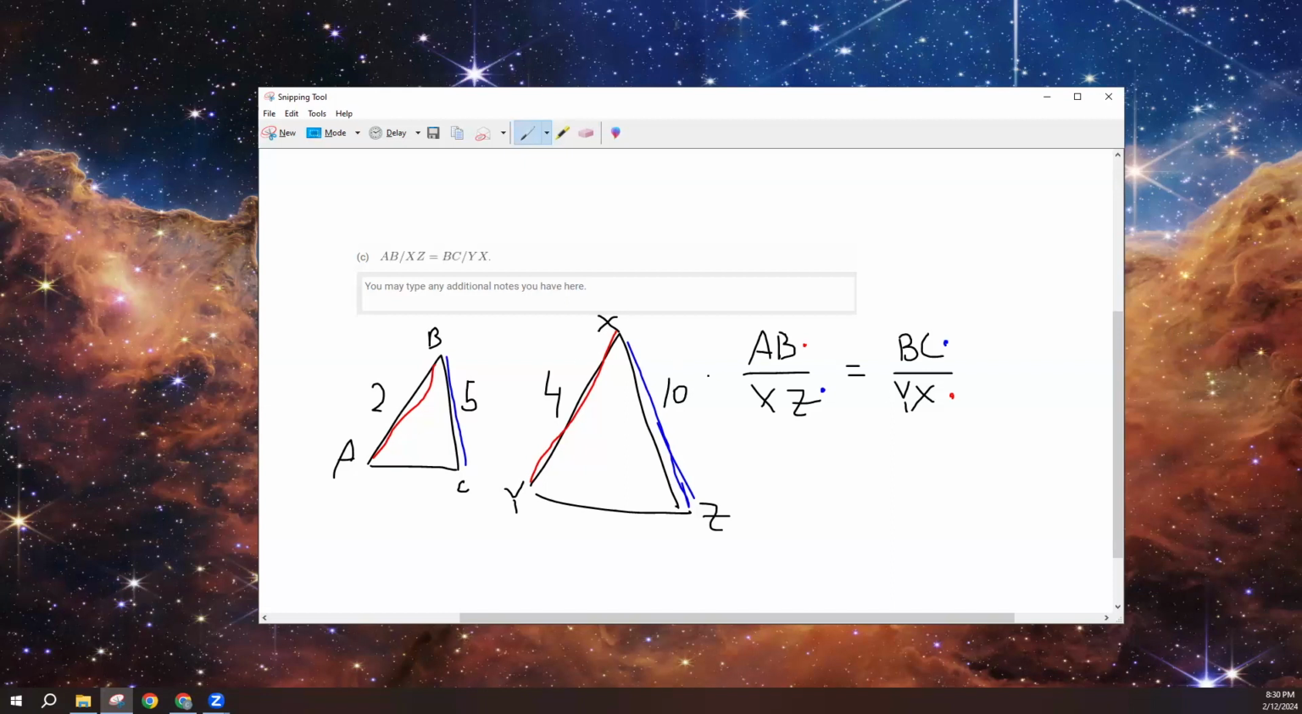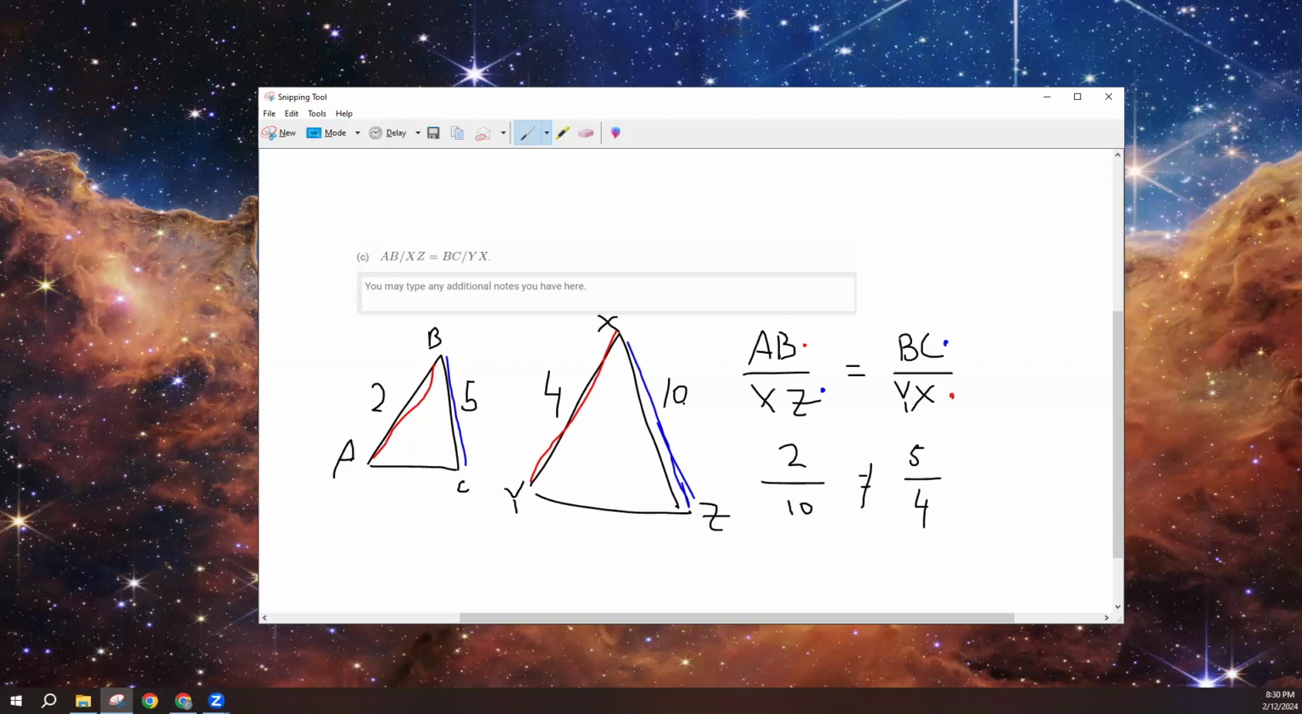Now, if you were to replace these two ratios with numbers, would it make sense, right? So if AB is 2, then we would have 2 over XZ, which is 10. And then here we've got BC, which is 5, and YX, which is 4. Now, this is pretty obvious that that is not true. So that's one way that you can show that this is not a correct ratio.